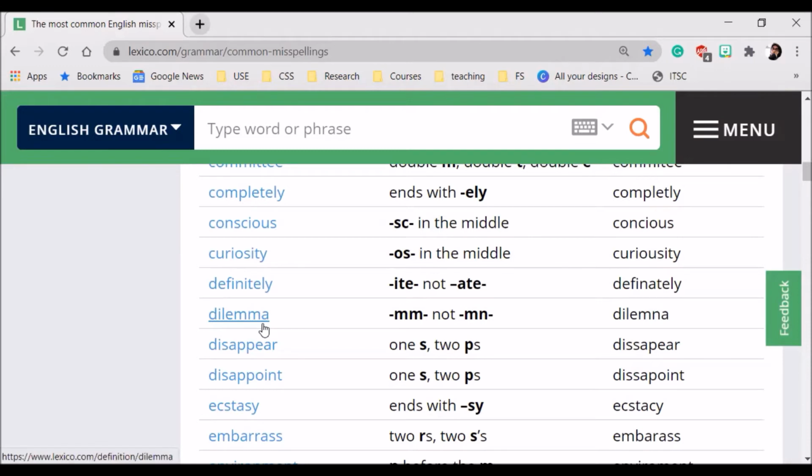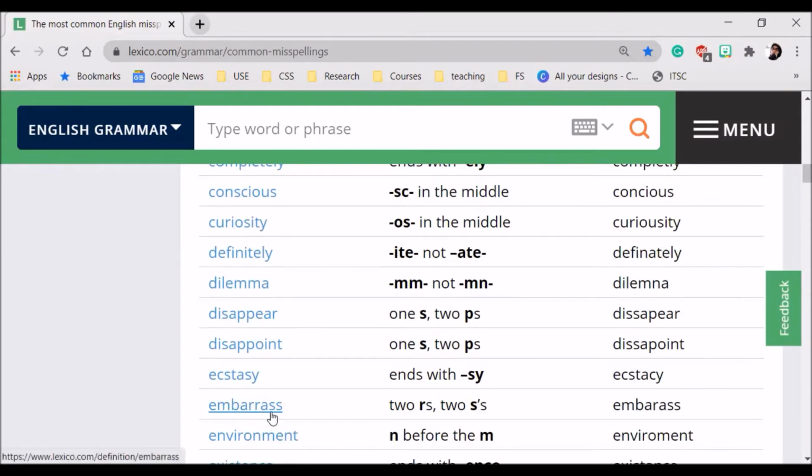Then we have dilemma. Okay, there is no N, rather there are double M's. Then we have disappear. So this is again misspelled, but you have to be clear that we have dis and then the complete spelling of appear. Okay, so we have one S and two P's. So dis, we never write dis with two S. This is a separate thing which we write with dis, and then we have the complete spelling of appear. Then disappoint, similarly with disappear. Then ecstasy, we have ECSTASY, not TACY.